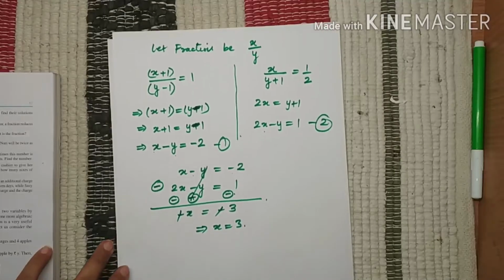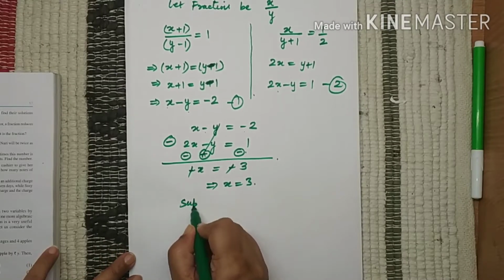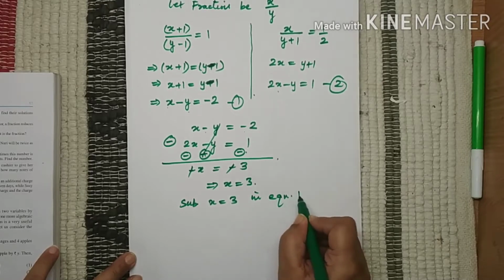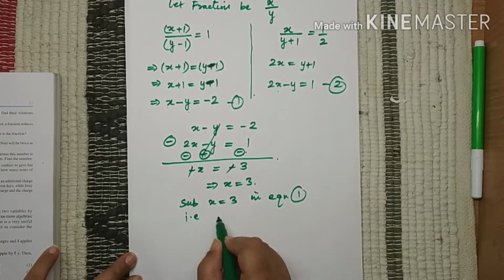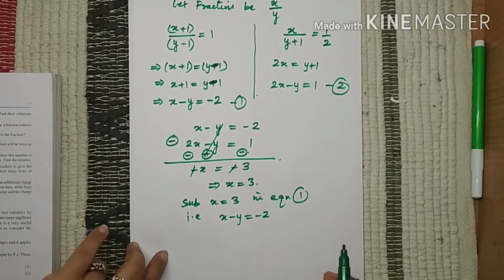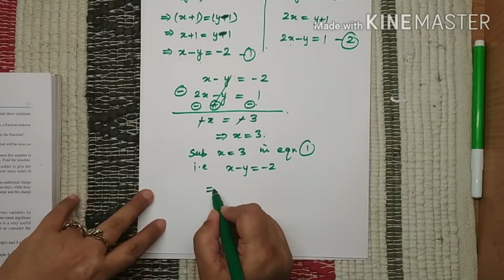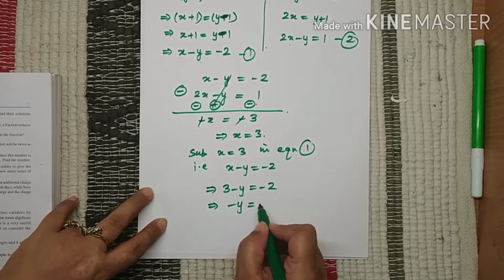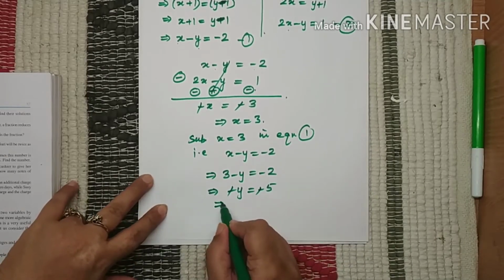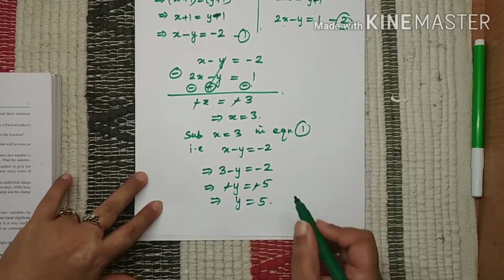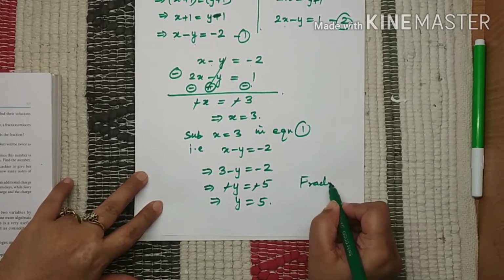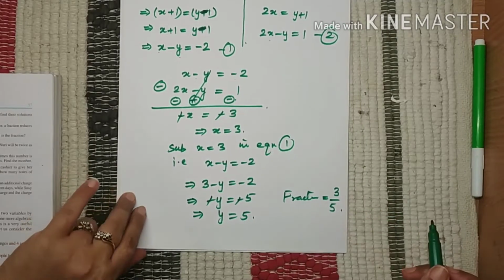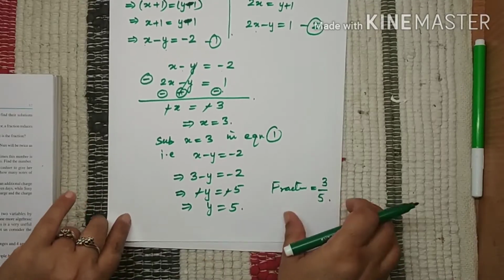Now substituting x equal to 3 in equation 1, that is x minus y equal to minus 2. If I substitute x as 3 here, what do we get? 3 minus y is equal to minus 2. I get minus y is equal to minus 5. Minus minus again goes away. I get y is 5. So the fraction was x upon y, so 3 by 5. That's the answer. The fraction is 3 by 5.